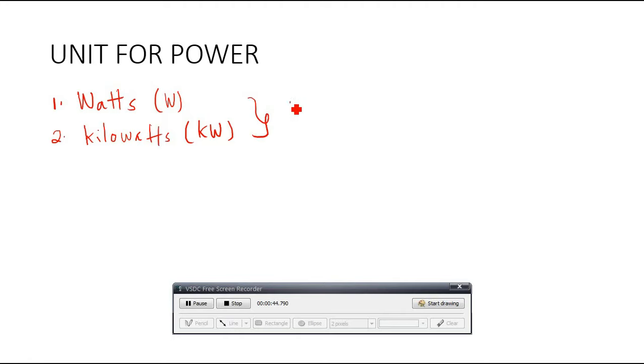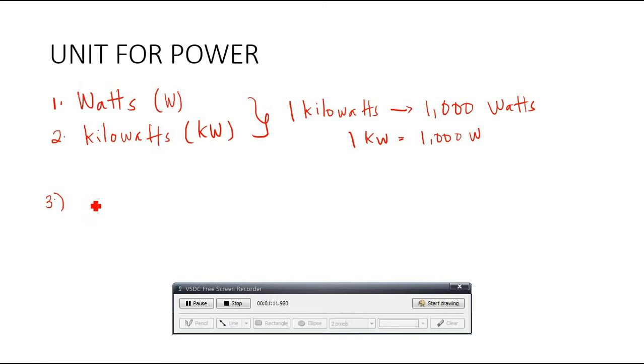In 1 kilowatt, there are 1,000 watts. So 1 kW is equal to 1,000 W.